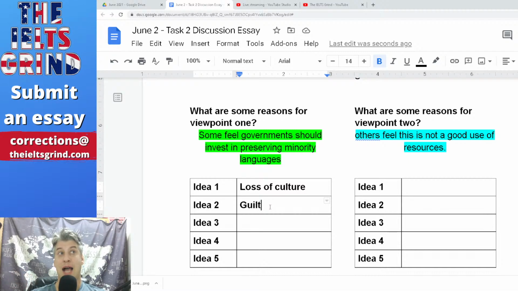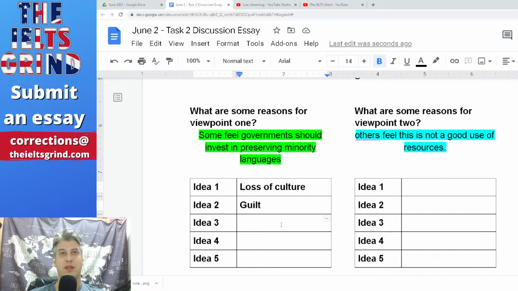So perhaps in the modern day, the governments feel guilty about what they did in the past, so this is a reason for people to preserve the languages. So guilt could be one. So can we think of any other ideas? Sometimes it's difficult. Sometimes we can only think of one or two. So what else can I think about?